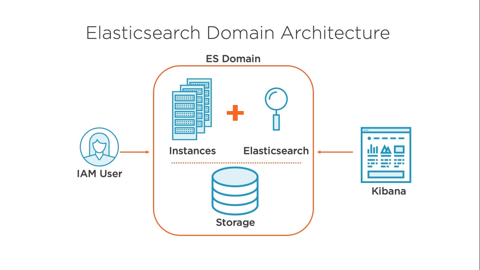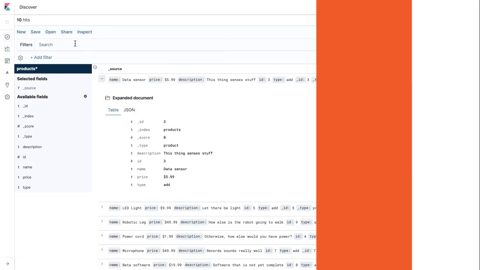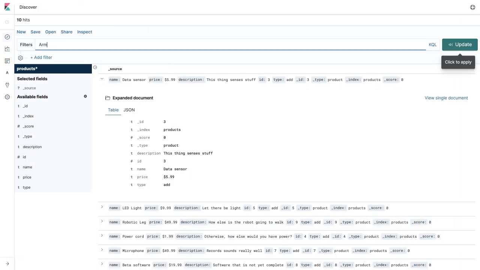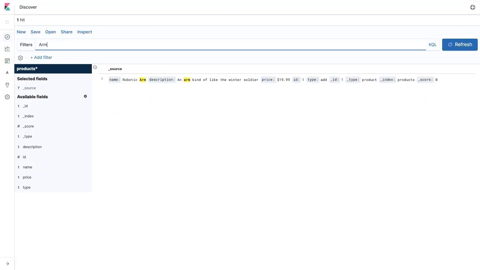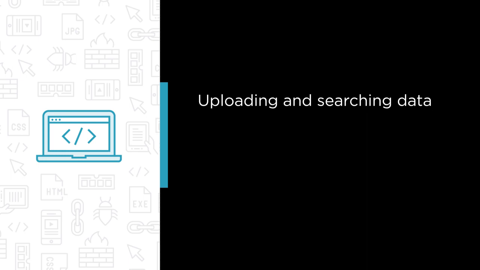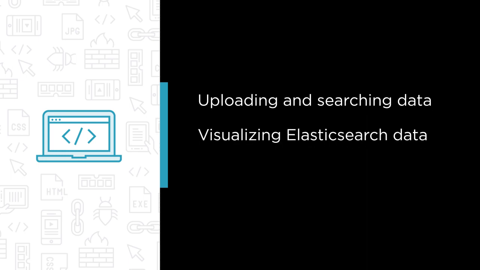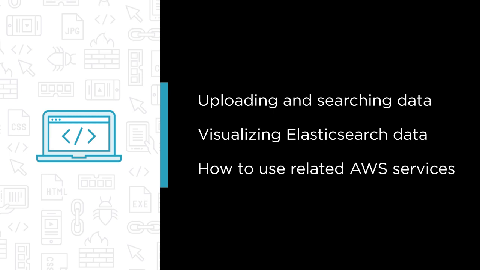Elasticsearch is a state-of-the-art search engine for schema-free JSON documents with an HTTP-based interface. In this course, we're going to learn how to use Elasticsearch and its related services in AWS. Some of the major topics we will include are uploading and searching data, visualizing Elasticsearch data and creating dashboards with Kibana, and how to use related AWS services with Elasticsearch to create search-based applications.